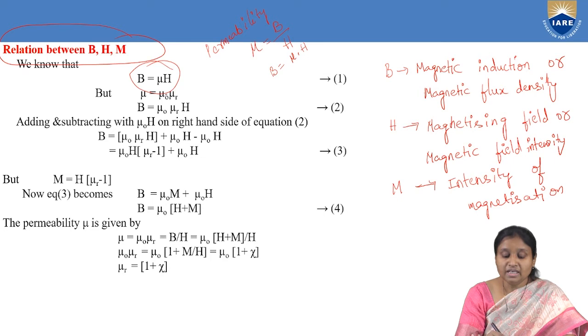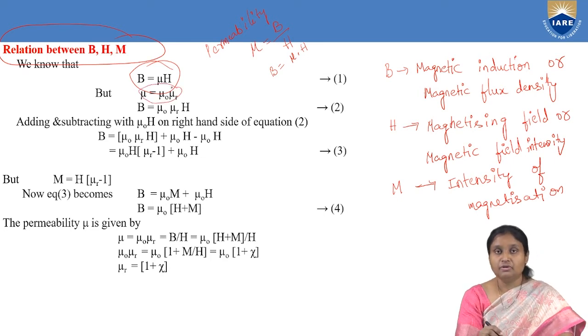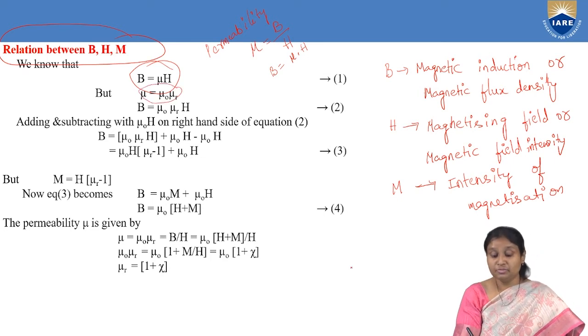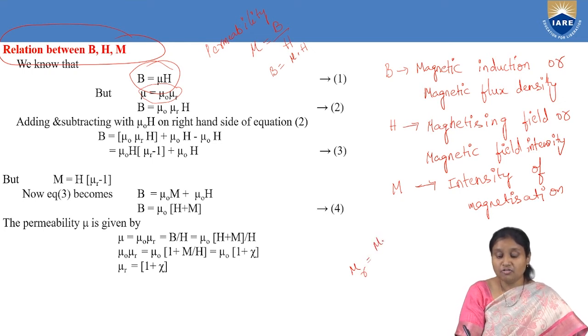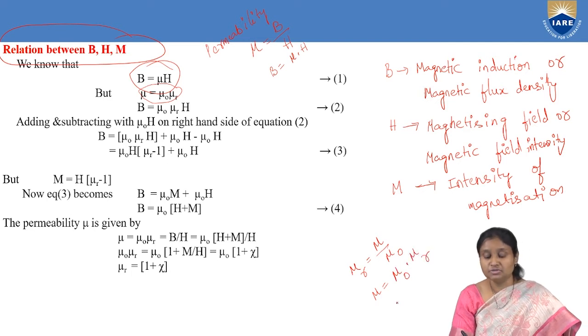But how can I write this permeability? We have defined relative permeability, which is taken as the ratio of the permeability of the medium to the permeability of free space. From this, the permeability of the medium is the permeability of free space into relative permeability. So mu is equal to mu naught into mu r.